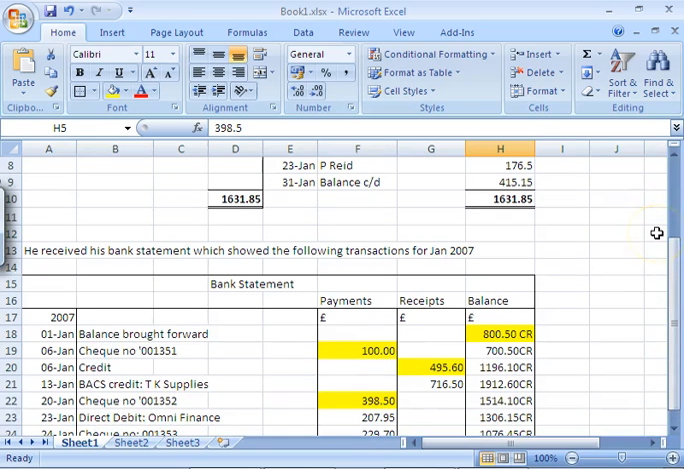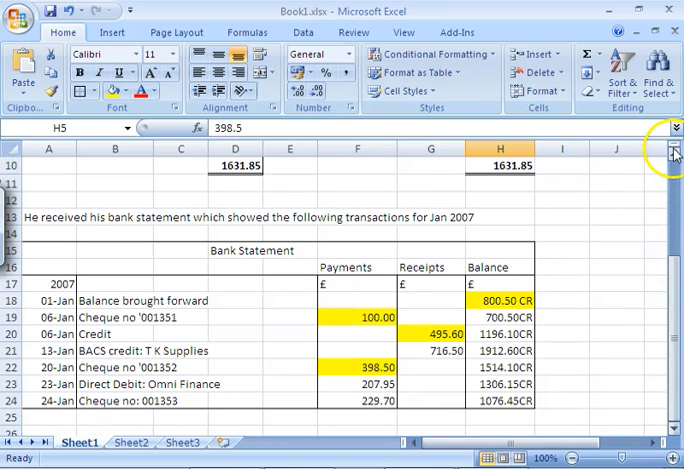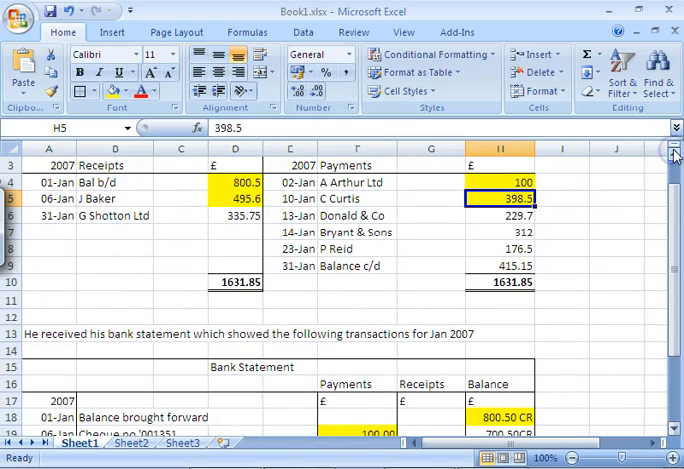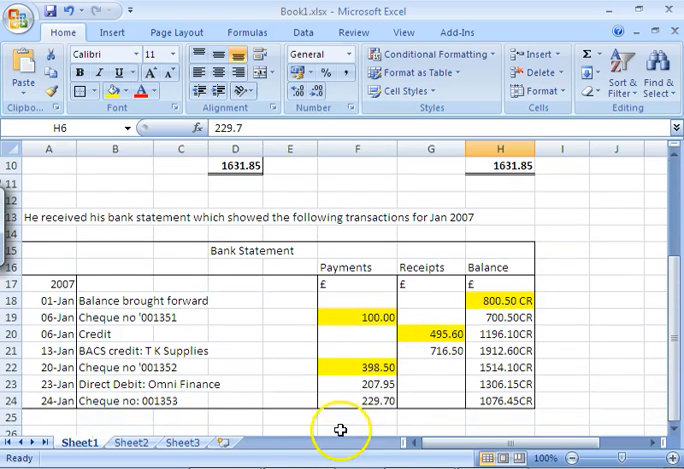Is that a 229? I can see 229 over there. Yeah, I see 229. Do you see it? There you go. 229. And a 229.